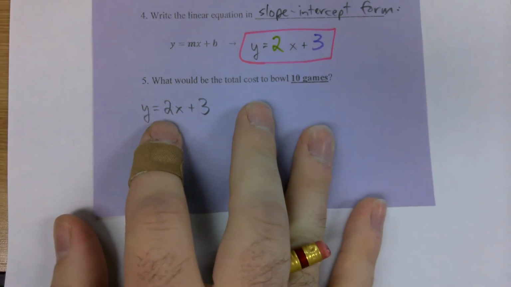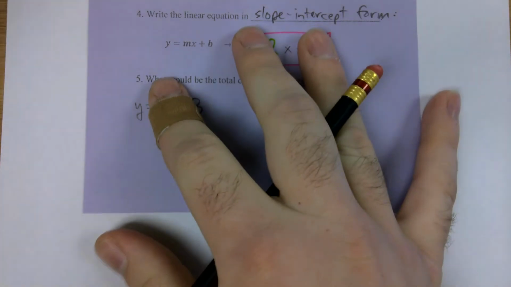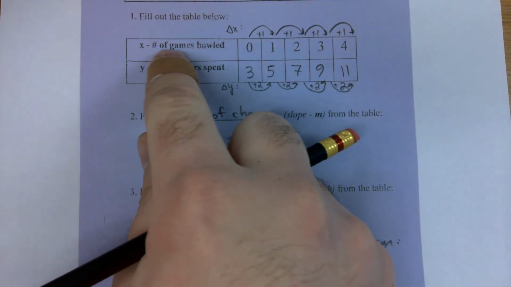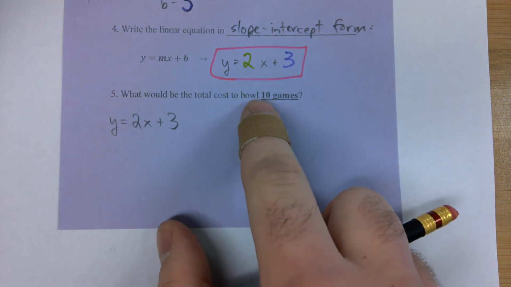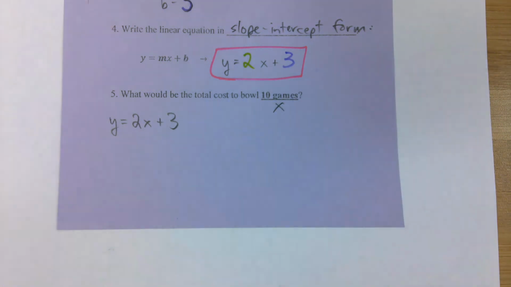X? What makes you say x? Just a guess? Well, let's take a look at the table. What does x represent? The number of games bowled, right? So if we've bowled 10 games, this number is going to represent our x. So great job, Noah. Great guess. 10 games is our x value.